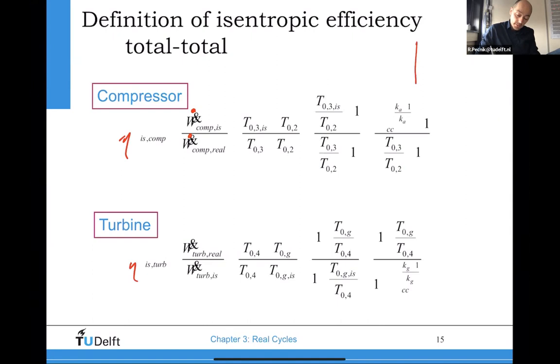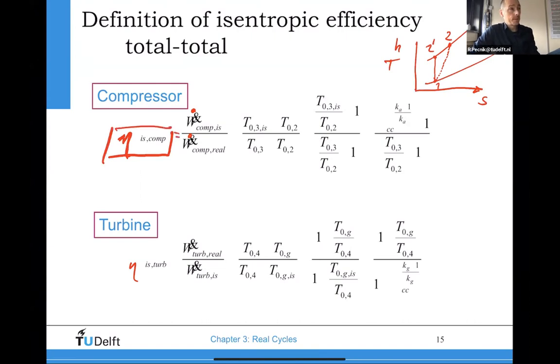You have a TS diagram again, with entropy and temperature. You have these two isobars. This will be for an isentropic compression from 1 to 2, and this is a compression with losses. Now you end up at point 2 here, and 2 prime indicates isentropic compression. Since you have losses, you need to quantify them, and the way you quantify the losses is with the isentropic compressor efficiency, eta.